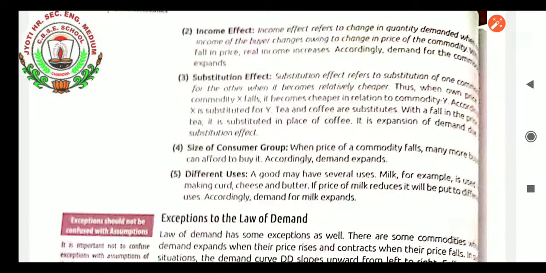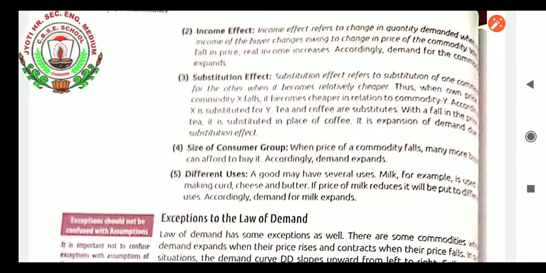Substitution effect, what does it show? Substituted goods, complementary goods, what will it be showing there? Substitution effect refers to the substitution of one commodity in place of another when it becomes relatively cheaper. Thus, when the own price of commodity X falls, it becomes cheaper in relation to commodity Y. Accordingly, X is substituted for Y. Tea and coffee are substituted for each other. With a fall in the price of tea, it is substituted in place of coffee.